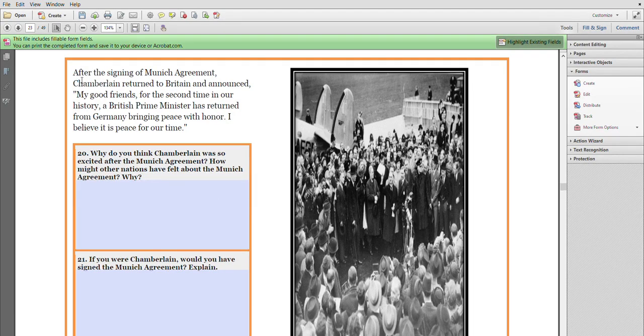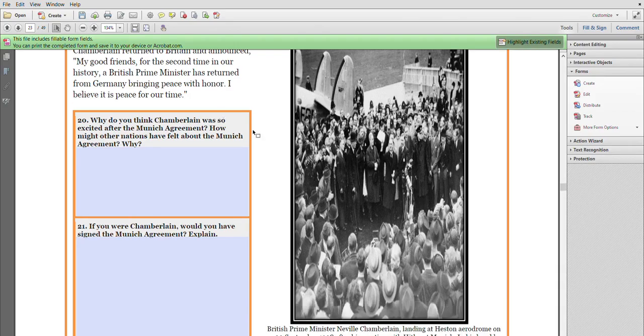After signing the Munich Agreement, Chamberlain returned to Britain and announced, "My good friends, for the second time in our history, a British Prime Minister has returned from Germany, bringing peace with honor. I believe it is peace for our time." Here you see the picture of him getting off the plane. These crowds of people seem pretty happy with him.